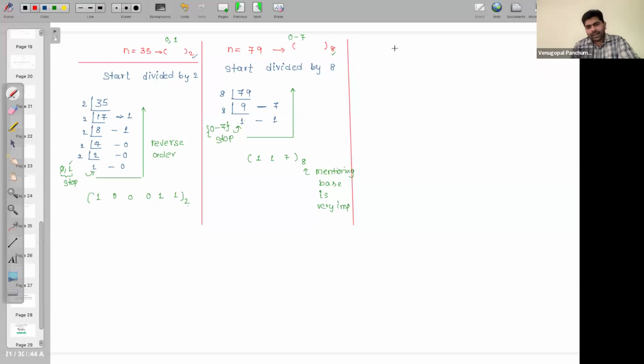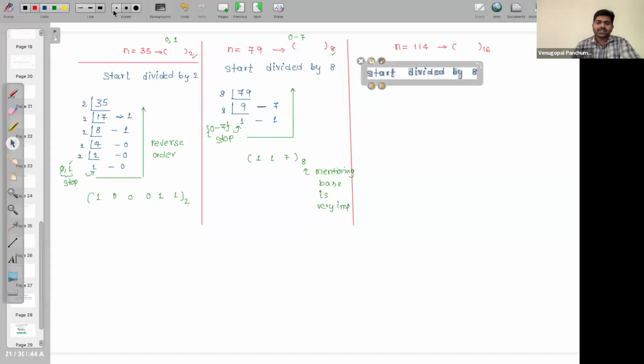Next, if I take n is equal to, so let's say 114. Now I want to convert this number into base 16. Now we need to divide by what? We need to divide this number by what? Start dividing by 16. Very good. Because you want to convert this to base 16, right? Hexadecimal, right? So hence you need to divide this by base 16 and collect all the remainders.